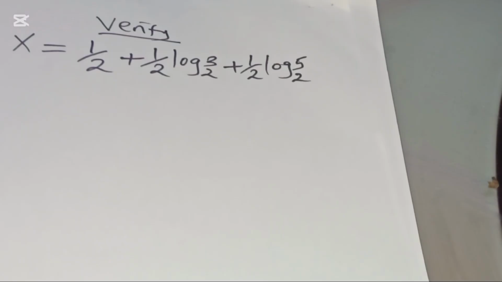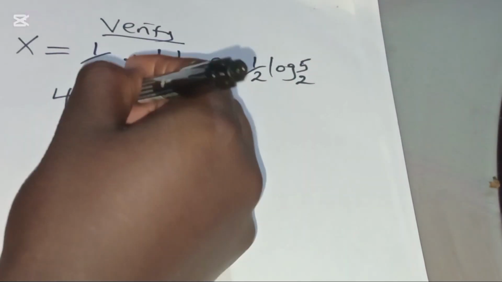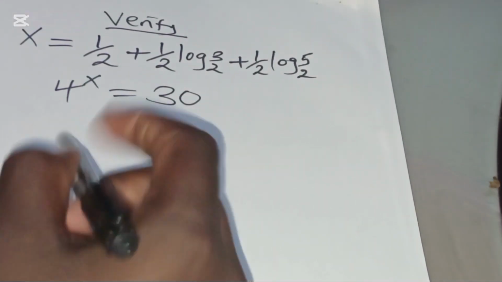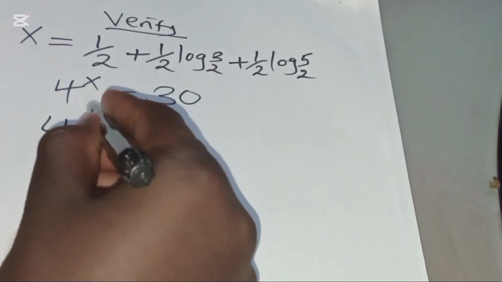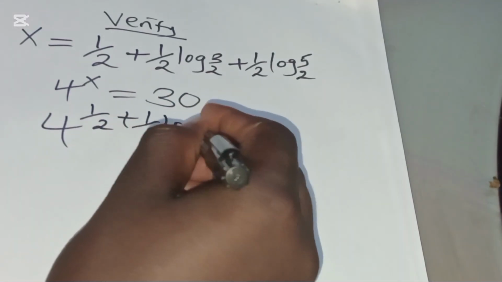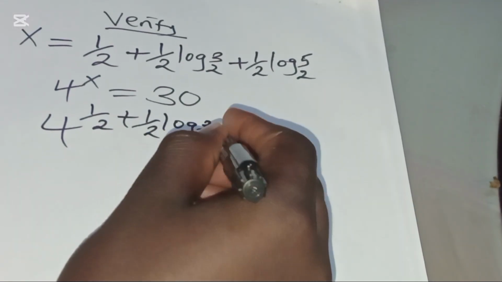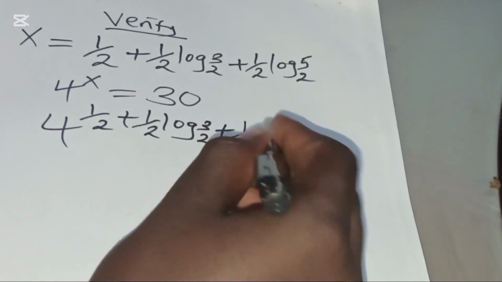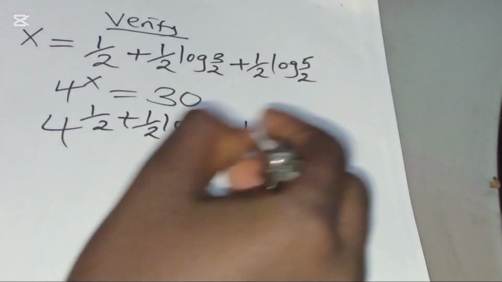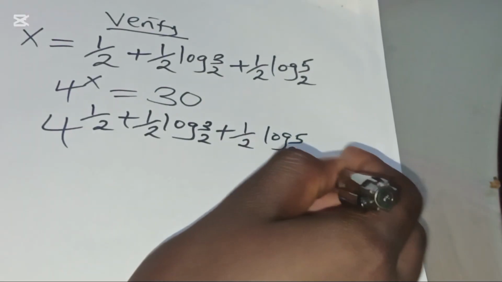Now if you recall, we started with 4 to power x. This should give us a value of 30. Substituting the value of x, we'll have 4 to power a half plus a half log 3 to base 2 plus a half log 5 to base 2. This is supposed to give us a value of 30.